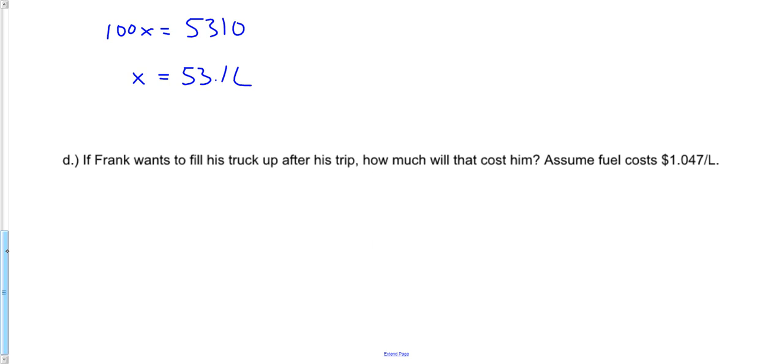Last thing, if Frank wants to fill up his truck after his trip, how much will it cost him? Okay. So if Frank burned 53.1 liters, and each liter costs $1.47 per liter, I want to just multiply the number of liters that need to be replaced by the cost of fuel. So 53.1 times 1.047 is going to equal a total of approximately $55.60 for him to fill up his gas tank.